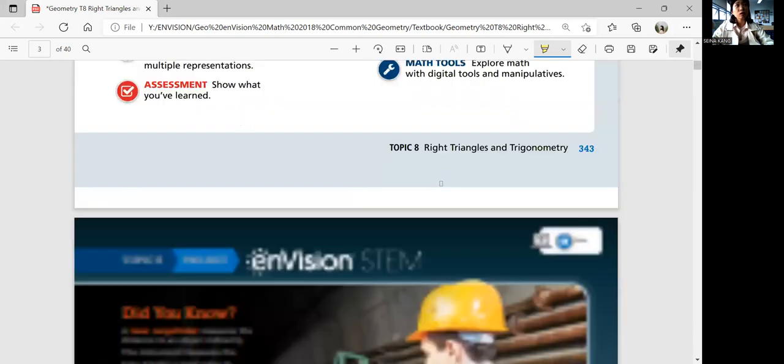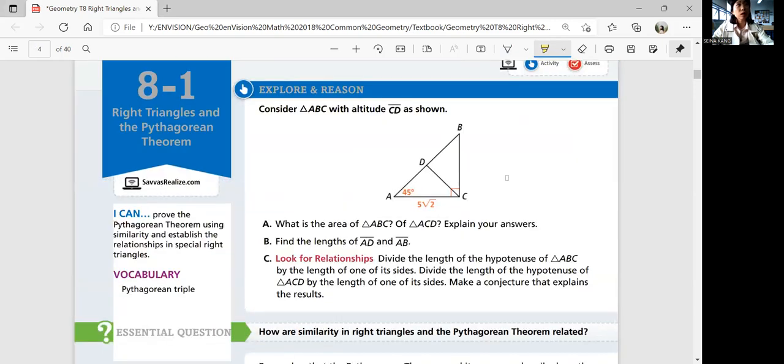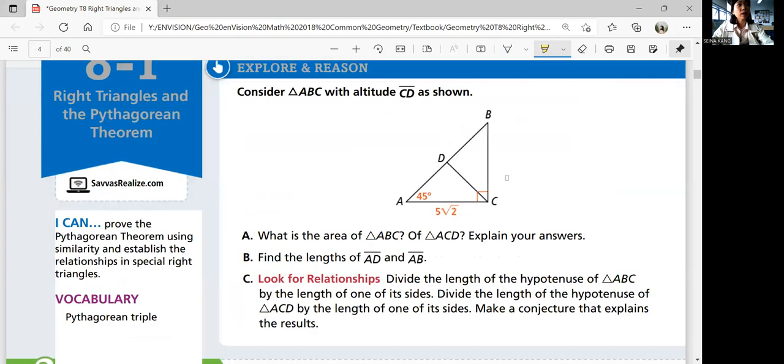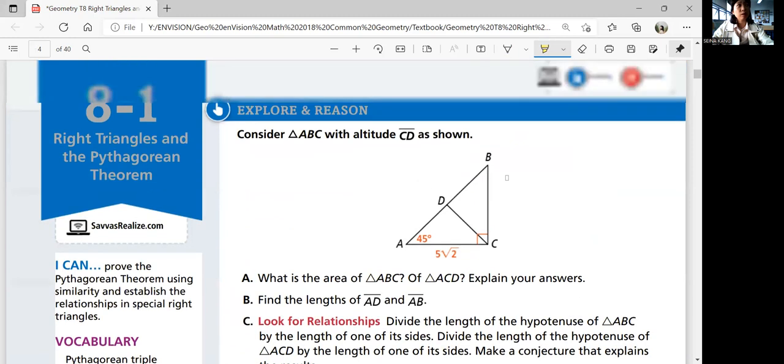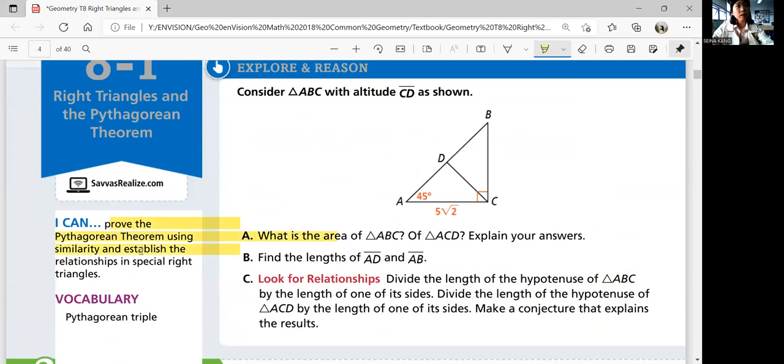All right, so these are some STEM projects. Our lesson 1 is going to be right triangles and the Pythagorean theorem. In this lesson, we'll be able to prove the Pythagorean theorem using similarity and establish the relationships in special right triangles. So the big vocabulary for this lesson would be the Pythagorean triple.